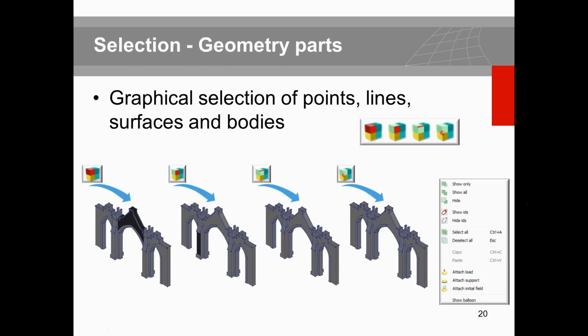For the selection of the geometry, we do have different selection options. This selection could be as a body, could be as a face, line, or point. So depending on the type of selection that you want to consider, you may choose one of these options and easily select the parts, the body, and the objects that you want from your geometry.